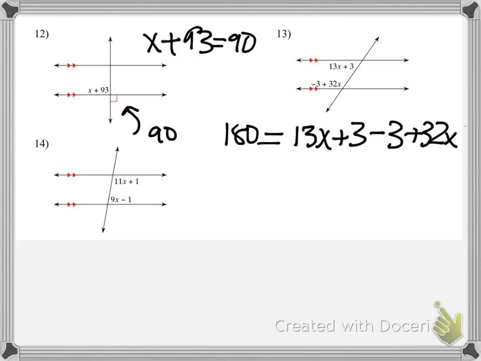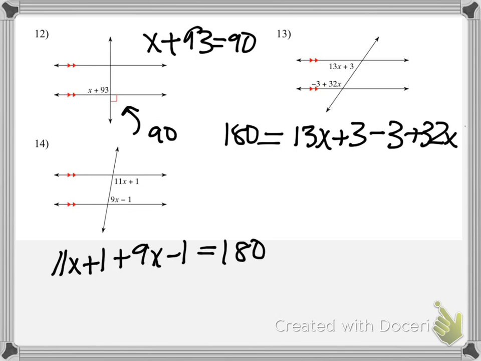Then number 14 is exactly the same. If you see, they're both inside the parallel lines. They're both on the same side. So this is what we once again call same side interior or consecutive interior angles. They're going to add up to 180 degrees. So it'd be 11x plus 1 plus our 9x minus 1 is equal to 180 degrees. I have this set up here. You would have to go back and actually solve for x. I just don't want to give you all the answers.